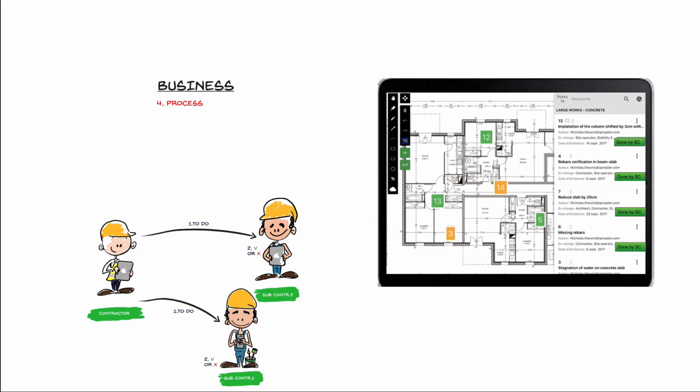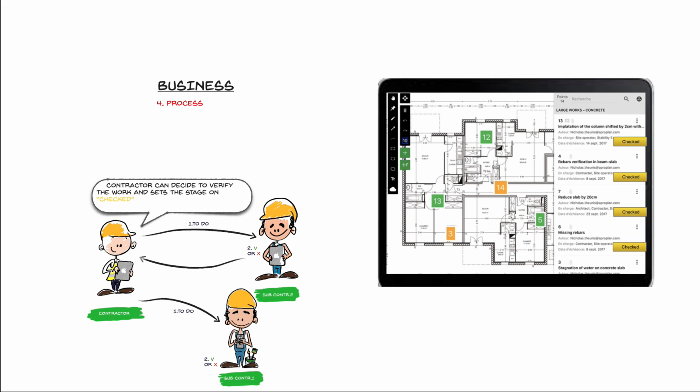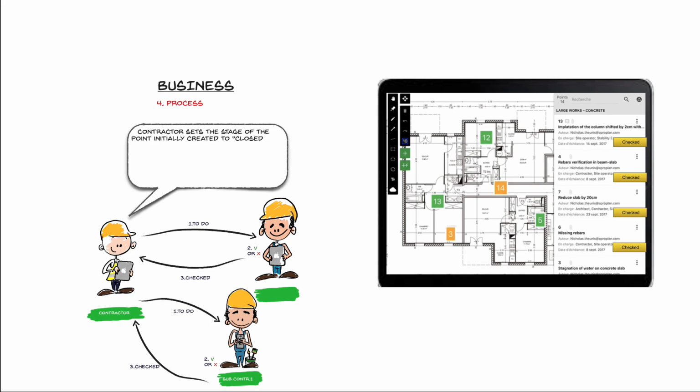Once the contractor has verified the work, he changes the status to checked if the job is in line with his expectations. If this is the case, the contractor can then define the task status as closed, informing the subcontractor and other stakeholders that this defect has been resolved.